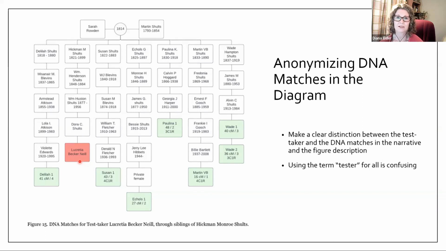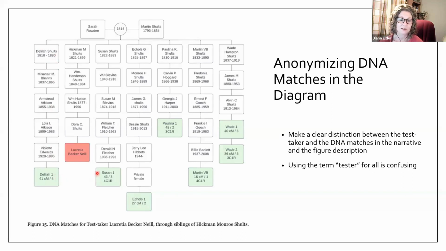And of course, for ourselves, we want to be really clear when we look at this report down the road. We want to remember exactly what we were doing here. So there's some different ideas you can use to anonymize. In this one, you can see that I have taken the name of the child of Sarah and Martin. And so Delilah becomes Delilah 1.